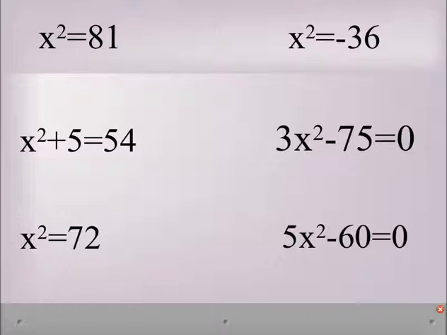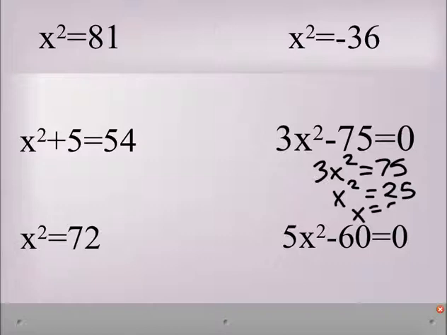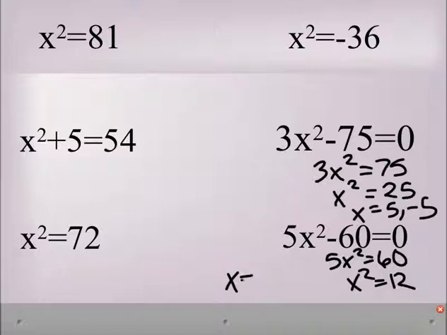So maybe we take 3x squared minus 75 and add 75 to each side to get 3x squared is equal to 75. Divide by 3 and get x squared is equal to 25. So x must be 5 or negative 5. Okay, or maybe you try this next one. Add 60 to each side and say 5x squared is equal to 60. Divide by 5, and that gives me 12, so x squared is equal to 12. And when I simplify this, I just have to say x is equal to plus or minus square root of 12, which is actually 2 root 3. Or you can approximate it with a decimal, okay, depending on what is asked.